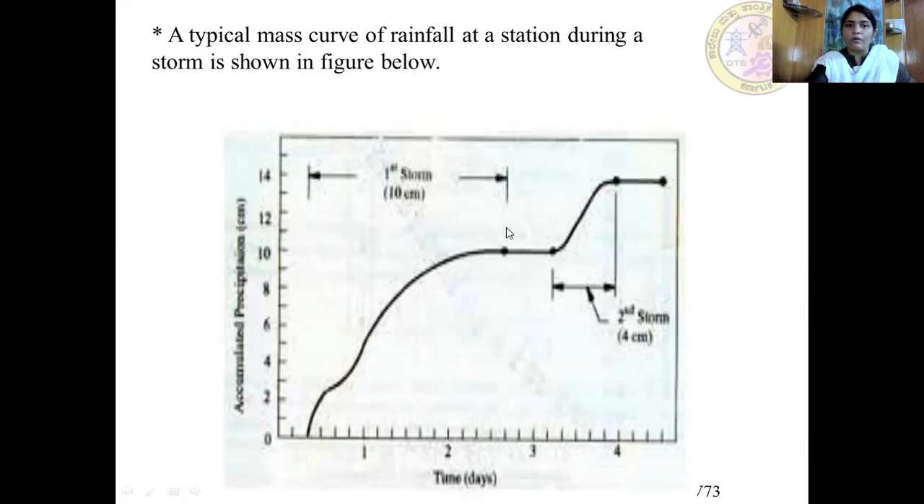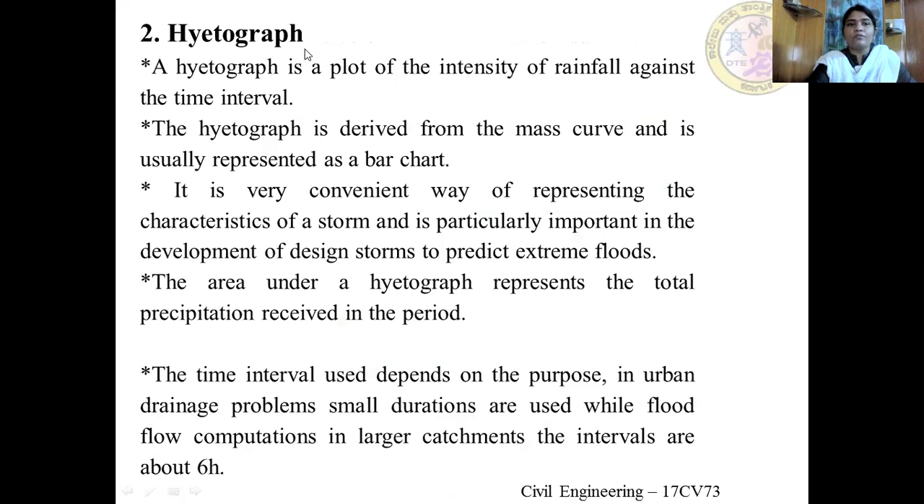The next presentation of rainfall is by hydrograph. Hydrograph is a plot of intensity of rainfall against the time interval. So hydrograph is derived from the mass curve and is usually represented as a bar chart. So in the mass curve, we joined it with a simple curve, but here bars are used. So it's a bar chart.